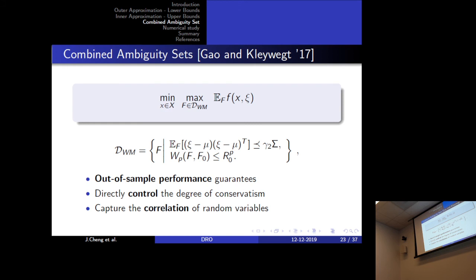So in practice, the way to select a good value of R0 is cross-validation. We try out different values and select the best one. All right. Any other questions?